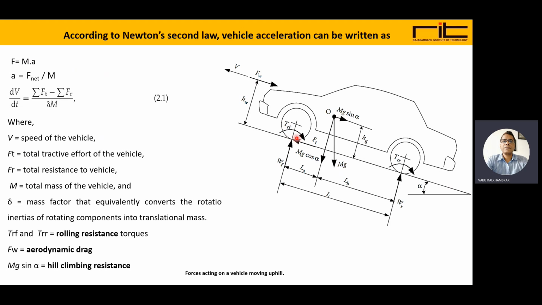Also, we can see there is a resistance, that is the rolling resistance, and the rolling resistance torque will be there for the front wheel and for the rear wheel also. So it is also in the opposite direction. So you can see there is aerodynamic drag FW, rolling resistance at the two wheels TRF and TRR, that is front and rear wheel rolling resistance, and hill climbing resistance, that is mass into gravity into sin alpha, mg sin alpha. So these are the three main opposing forces, and after subtracting these three forces from the tractive force we can get the net force which is acting on the vehicle to accelerate it.